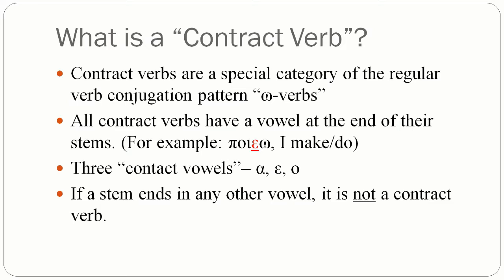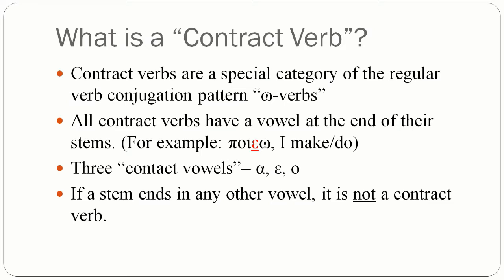There you can see I've put it in red, the verb poieo. It has that short vowel, that epsilon at the end of the stem, which makes this a contract verb. And this short vowel at the end of the stem is going to blend, or what we call contract, with the vowels in the endings, the verb endings, to produce a new vowel or combination of vowels. Now that really is the only difference in these contract verbs. They're going to look slightly different right there where the stem joins the endings.